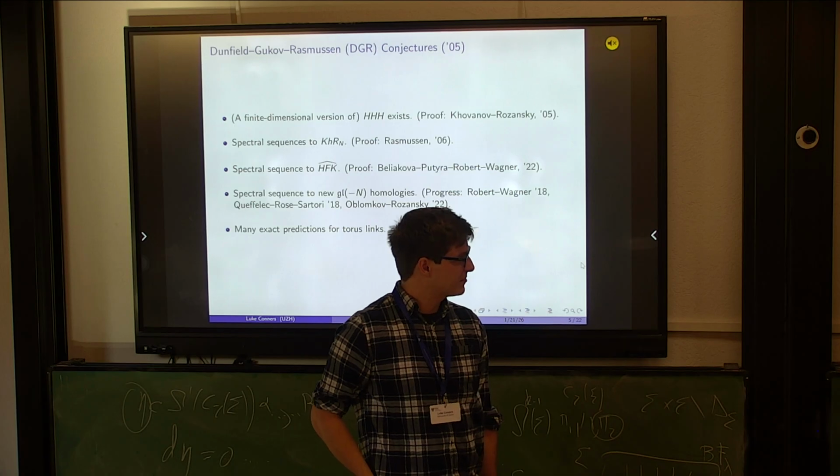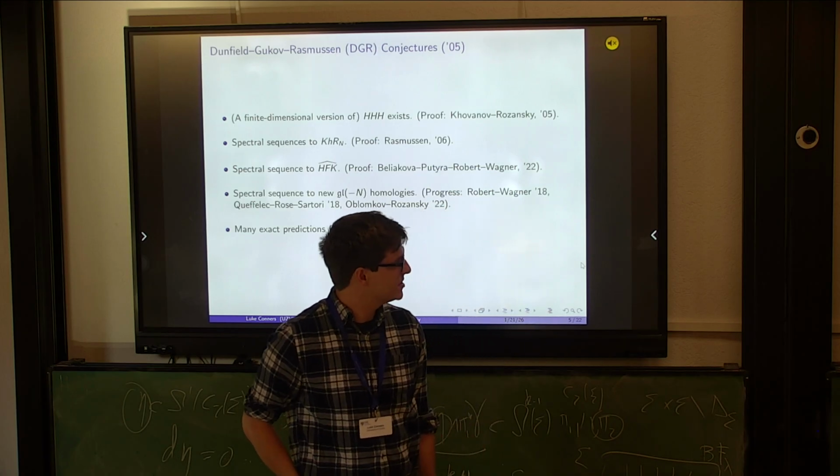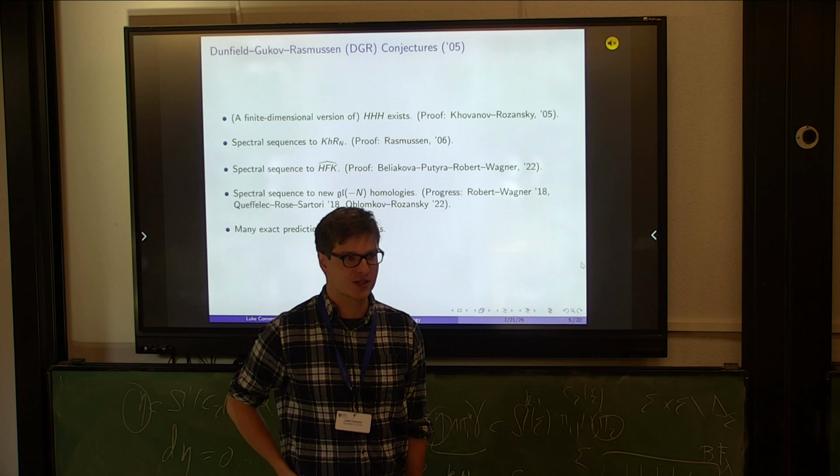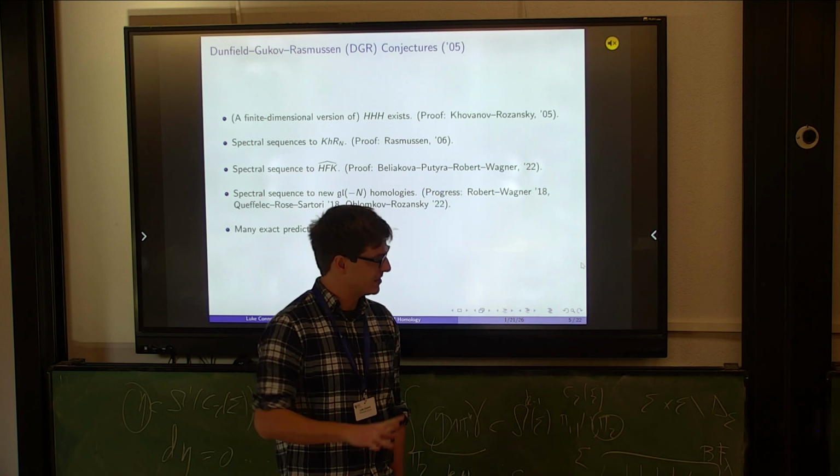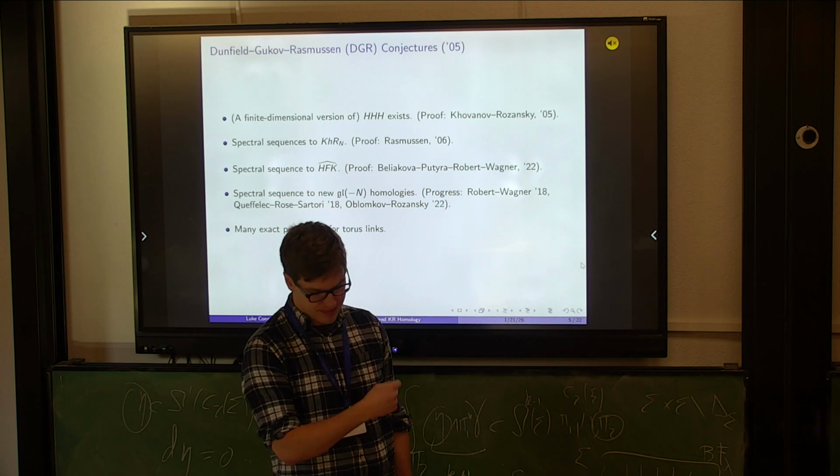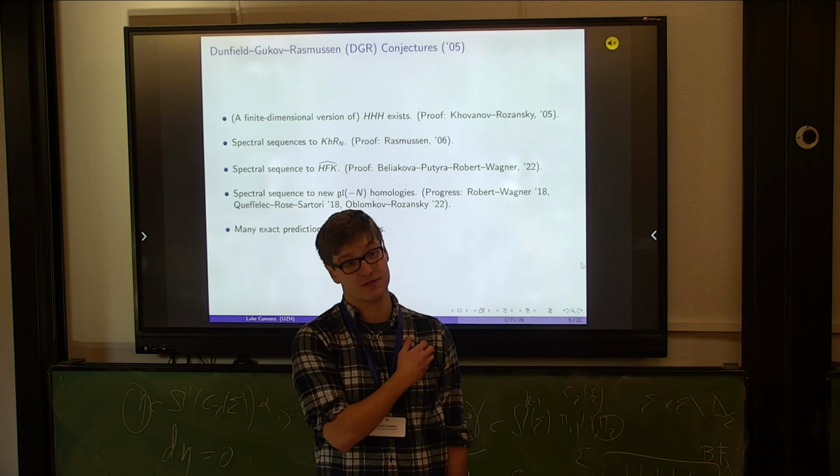They also conjectured spectral sequences to these new GL(m|n) homologies, and these have begun to appear in the literature over the last 10 years or so. But I would say this is very much still a work in progress. And to back up their conjectures, they gave many exact predictions for torus links.